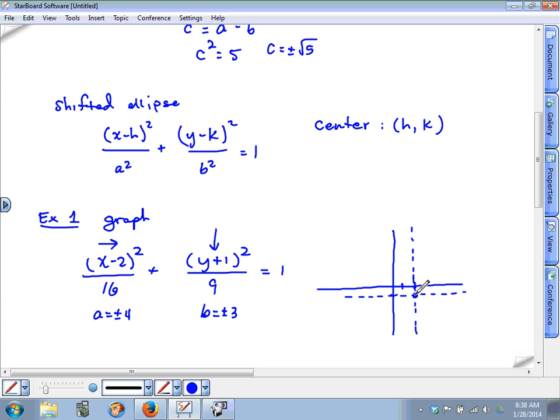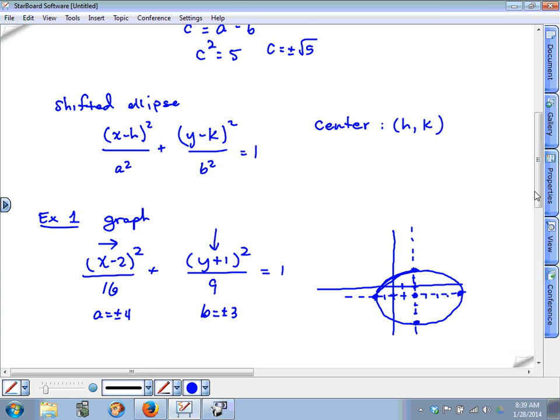So if we go back to this shifted origin, we can place plus or minus 4 on this new x-axis. We're going to keep the scale the same, the distance between tick marks. So we're going to go over 4 to the right and 4 to the left on the new x-axis that we've shifted. And we're going to go up 3 and down 3, again trying to keep the same scale. And there's an ellipse. It's been shifted to the right 2, down 1.